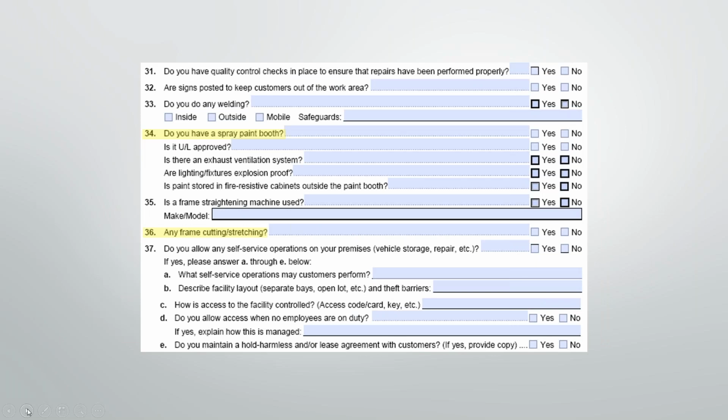All right. The spray booth. Spray booths can cause fire. So that's why the carrier has all these different questions regarding the spray booth. UL approved, want to make sure that there's a ventilation system in there so all that spray has somewhere to go, and the fire resistant cabinets. We see that a lot on loss control recommendations. So these items do need to be asked when you're meeting with your client.